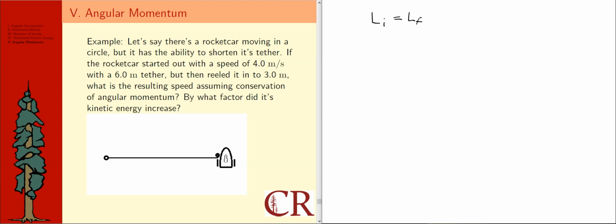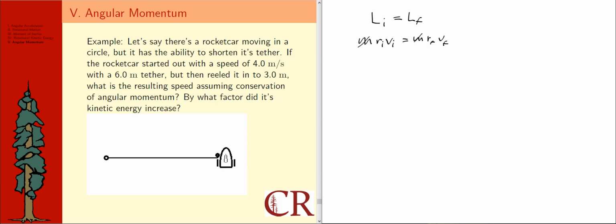In this case, since we're just talking about a point-like object, it might make sense to use mrv for both. I'm going to say it's m r initial v initial is equal to m r final v final, since the mass should be the same for both final and initial. But the tether is being shortened, which means the radial distance r really corresponds to the length of the tether. And it might make sense that the rocket car is going to speed up in order to conserve angular momentum.